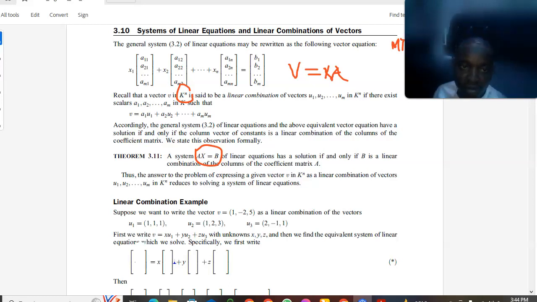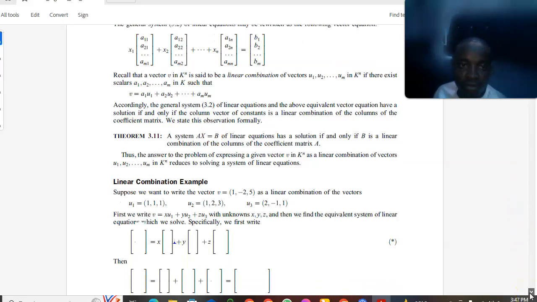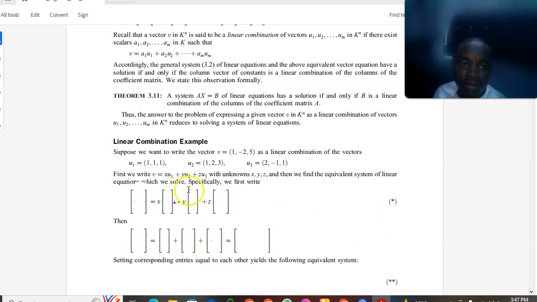So how do we solve questions? How can we express a vector as a linear combination of other subvectors? We say something called a subspace in linear algebra. But let's go straight to this question. It says, suppose we want to write this vector as a linear combination of these three vectors.